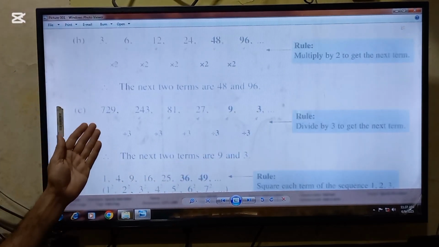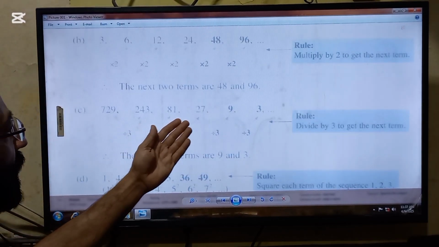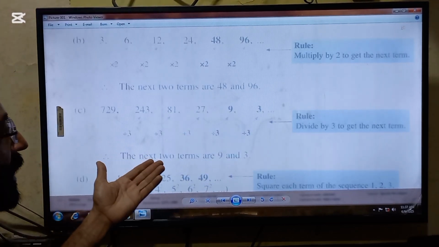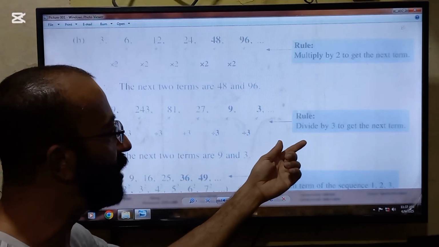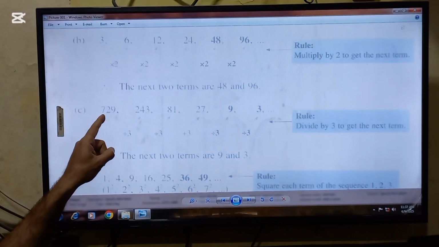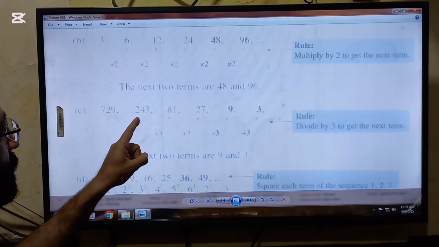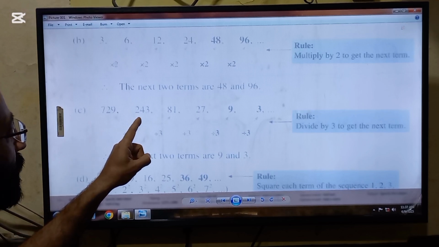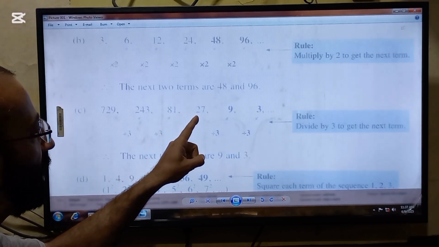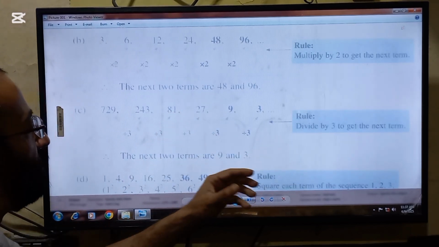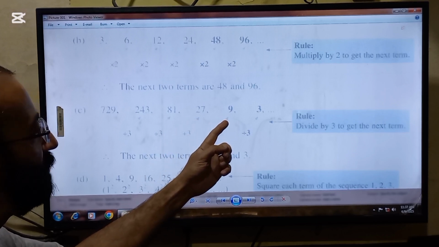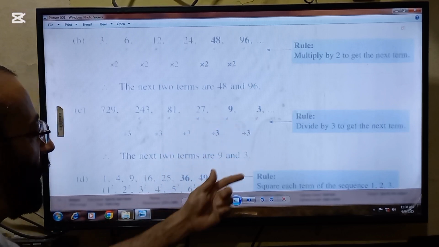In C part, 729, 243, 81, 27 and so on is the number sequence. So in this number sequence, we can pick the rule that is divide by 3 to get the next term, because 729 divided by 3 will give the result 243. 243 divided by 3 will give 81. 81 divided by 3 will give 27, and definitely this rule should be followed. So again 27 divided by 3 will give us 9. 9 divided by 3 will give us 3. So these are the next two terms.